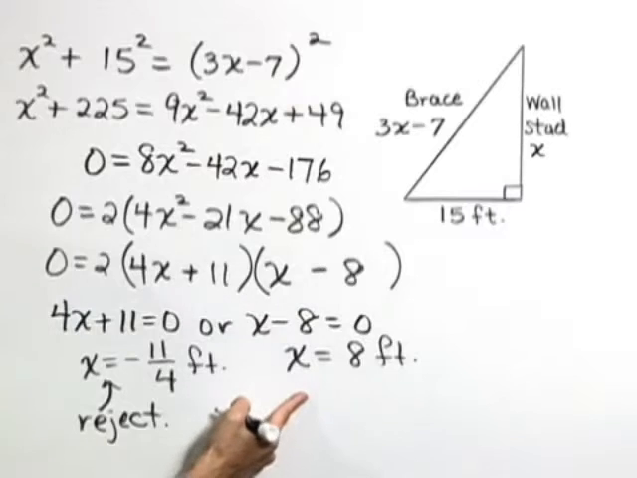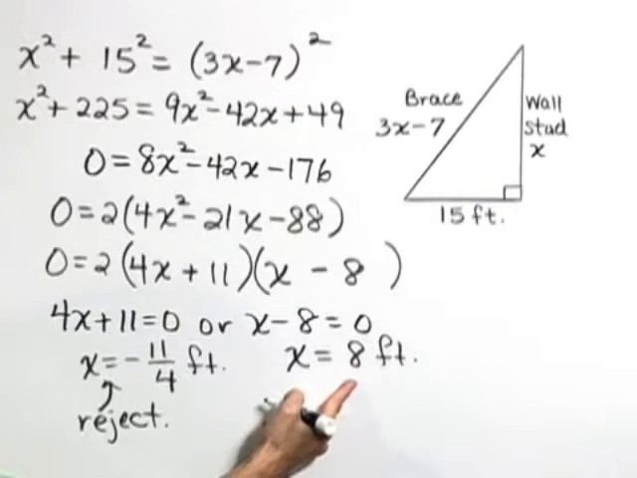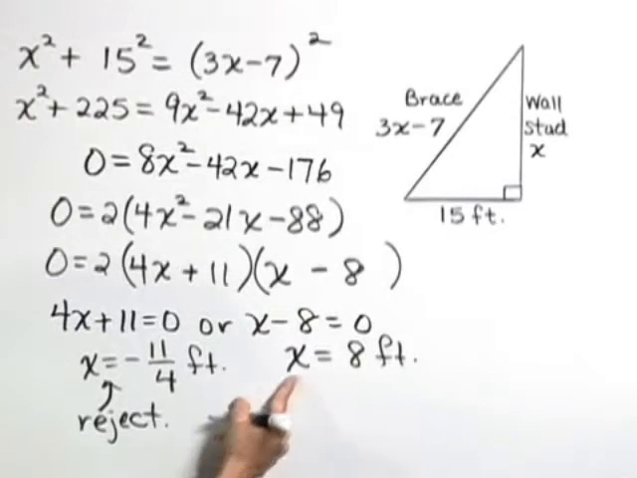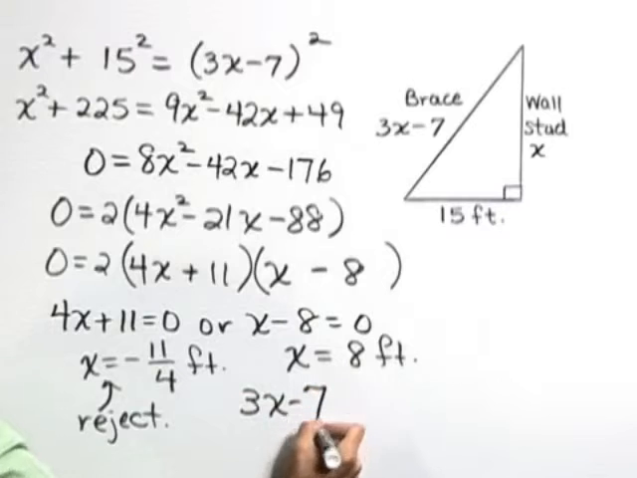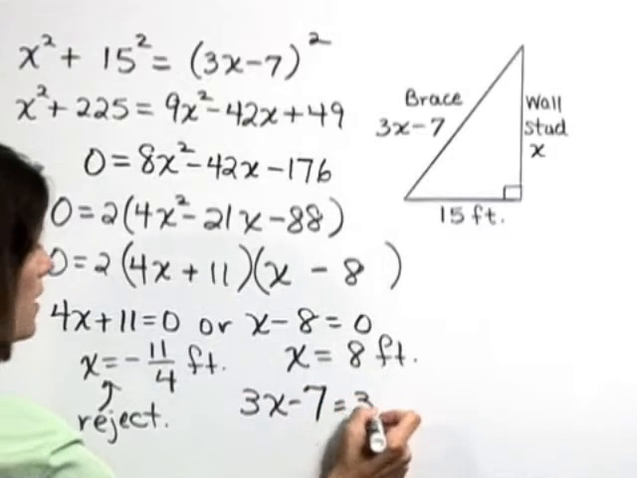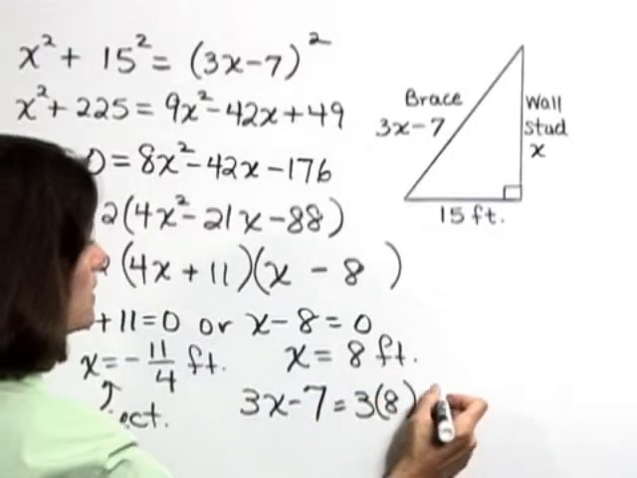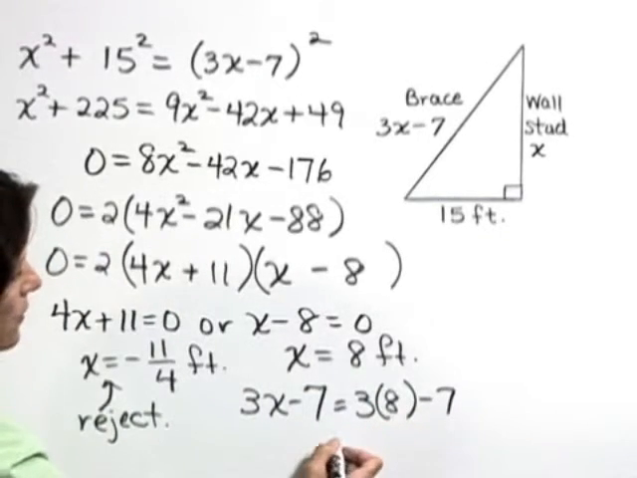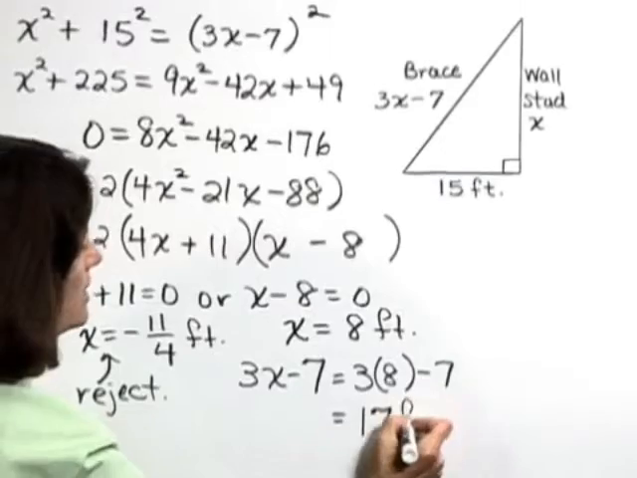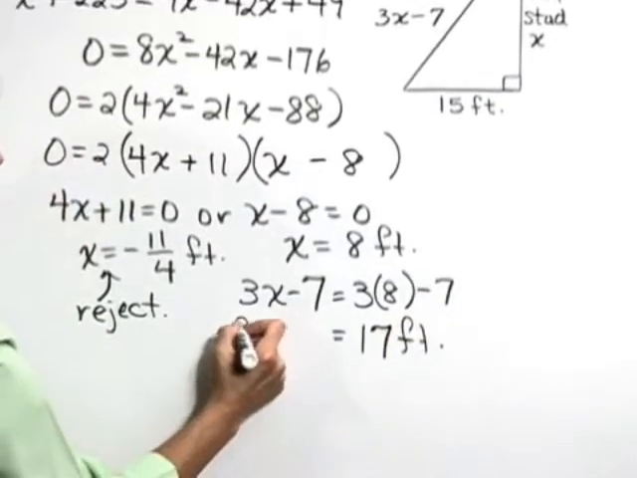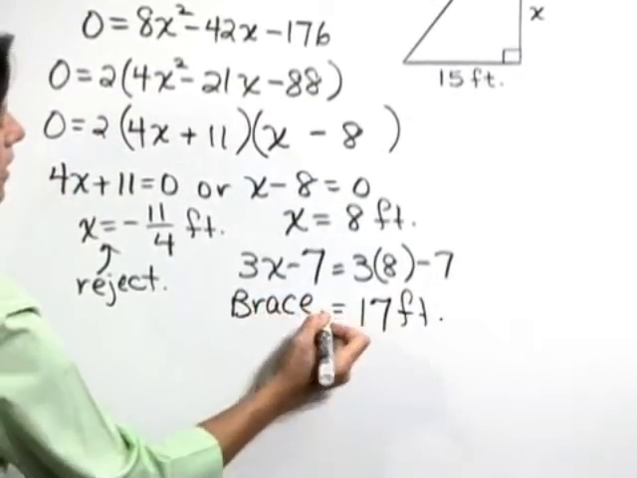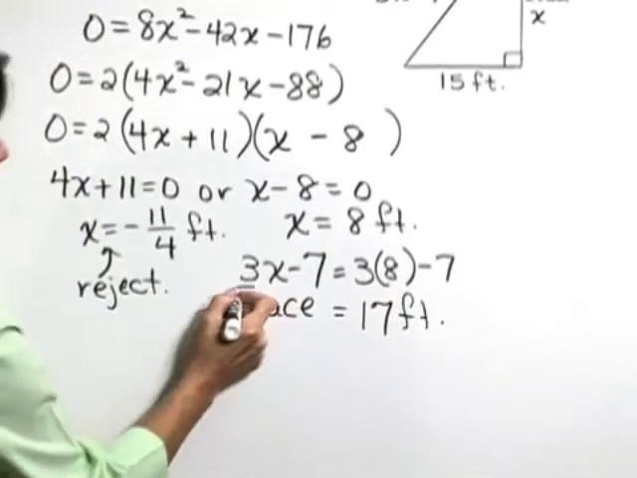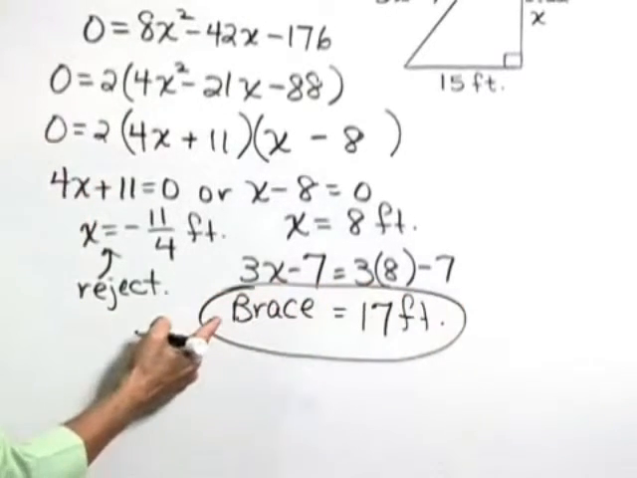For our other solution, if x is equal to 8, remember that x is the length of the wall stud, but we want to find the length of the brace. The brace we defined as 3x - 7. That's 3 times 8 minus 7, 24 minus 7, or 17 feet for the length of that brace. So we have our solution, the brace at 17 feet.